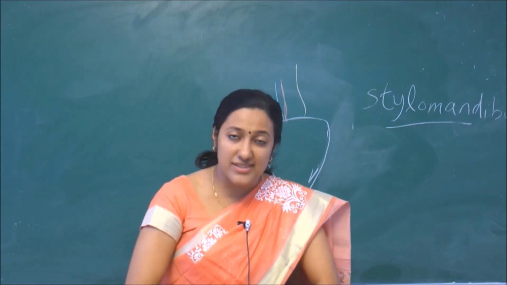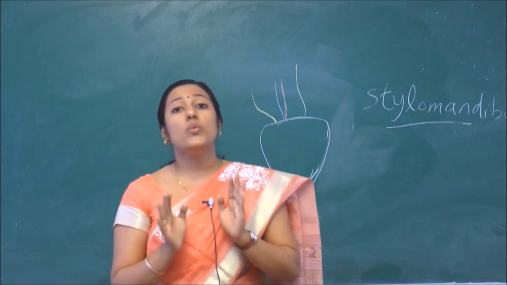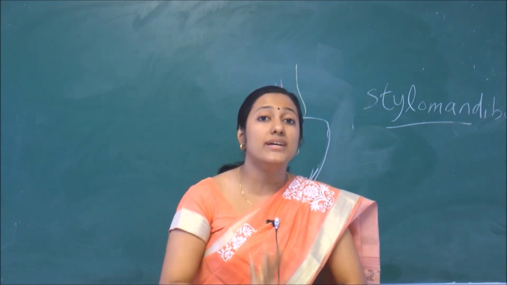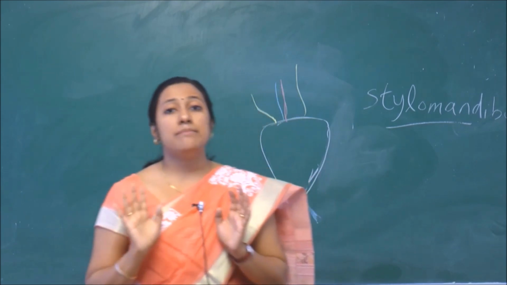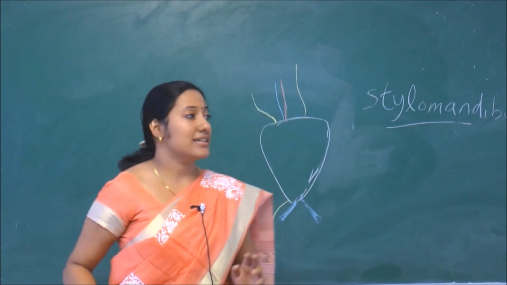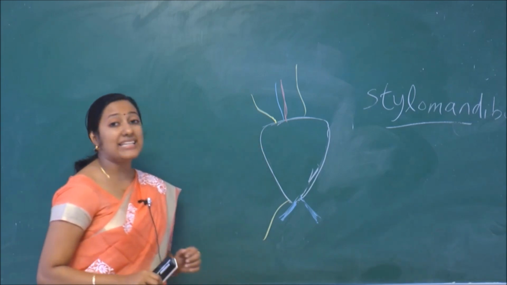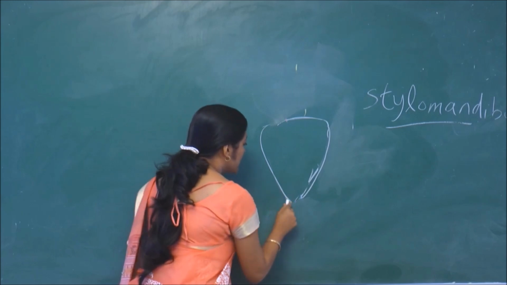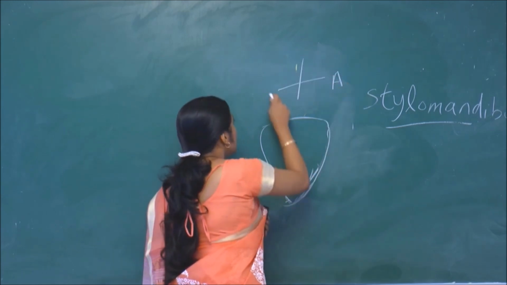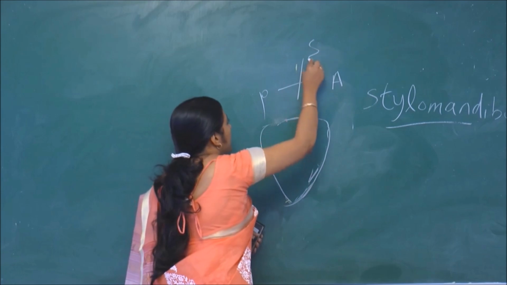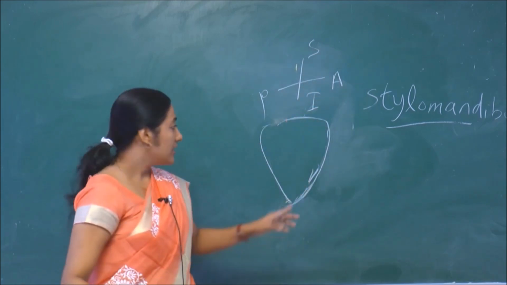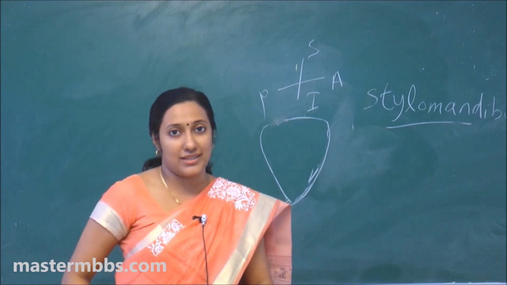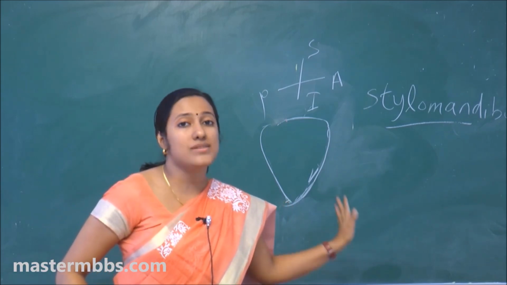Once we know the surfaces and their relations, now we can see the structures emerging from various borders of the gland. So the most important border of the gland is nothing but the anterior border. So if this is the gland, this is anterior, this is posterior, superior, inferior. So from the anterior border, certain important structures are emerging. So now we are going to look at those structures.